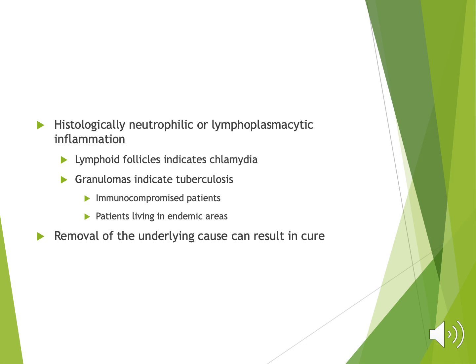As I mentioned, histologically, there are neutrophils in acute endometritis or plasma cells in chronic endometritis. There are some morphologic clues to the etiology. For example, lymphoid follicles indicate Chlamydia trachomatis infection. Granulomas imply tuberculosis. Tuberculosis occurs in immunocompromised patients such as HIV and bone marrow transplant patients, as well as people who live in endemic areas. The removal of the underlying cause, such as an intrauterine device, could result in cure.